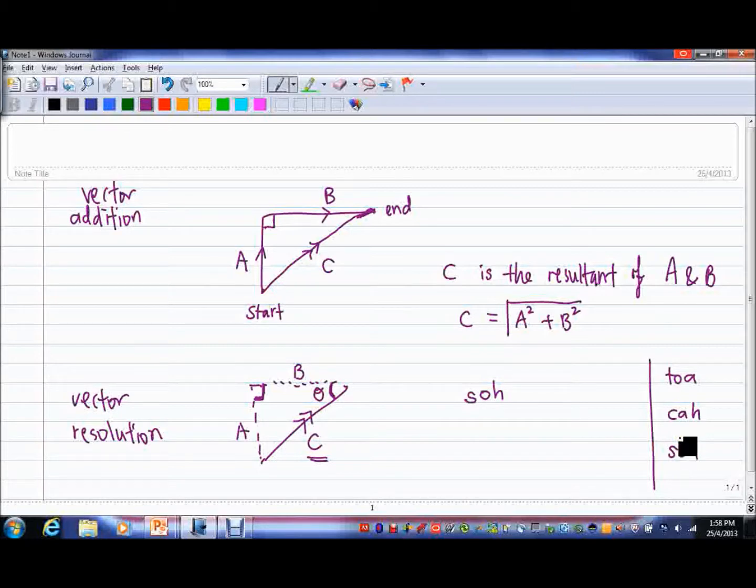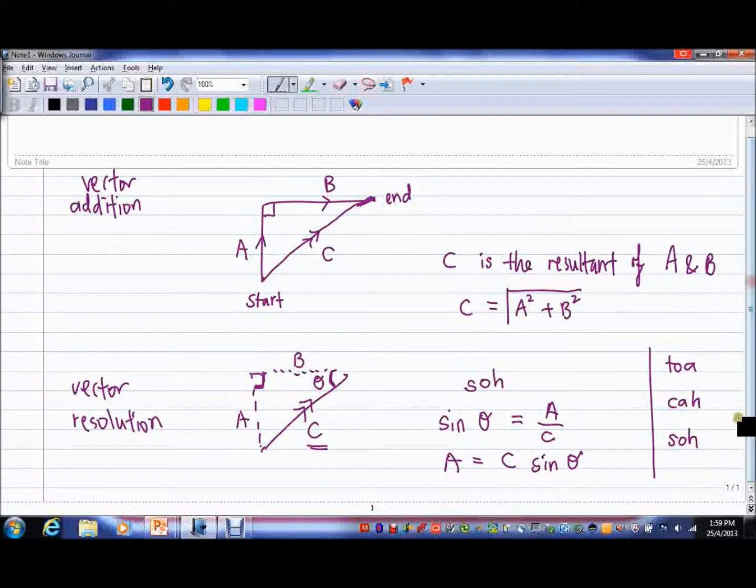So from here, we will have to use SOH. That is sine. According to trigo, your sine angle will be equals to opposite, which is A, over C. So what is my A here? My A will be C sine theta. So this is the expression that we get. Usually you'll be given a magnitude for C and a value for theta, then you press your calculator, and you should get your answer for A.